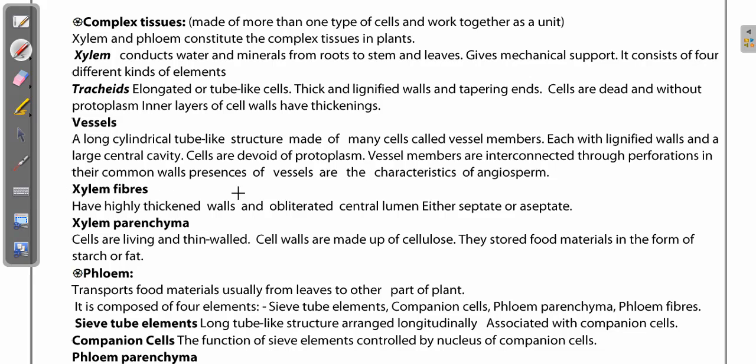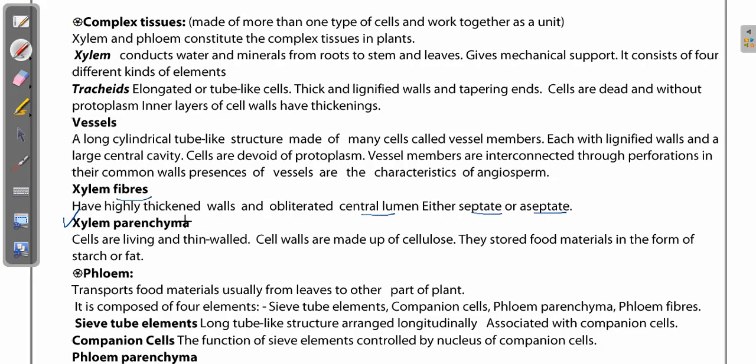Xylem fibers, as you can see from the term fibers, are long stretched regions of the xylem. You can also see it has a central lumen, either septate or aseptate. Septation refers to the presence of partitions. If there is a septum, meaning a covering, it is called septate, otherwise aseptate.